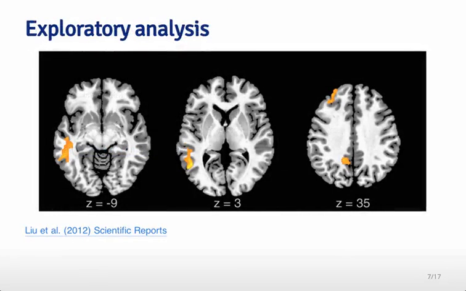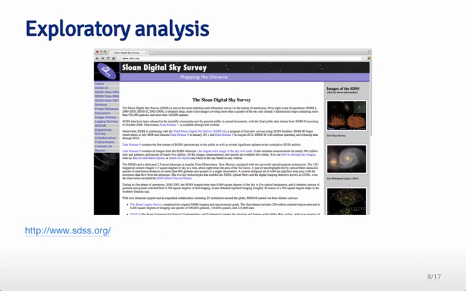Here's an example of an exploratory analysis where they were looking at brain images and trying to identify regions of the brain that lit up in response to a particular stimulus. So they explored this data and they observed, here's a region that lights up in response to that stimulus, and here's another region that lights up in response to the stimulus. They haven't necessarily confirmed what that means, but they've just discovered a new connection that they hadn't seen before they had this data. Another example that's actually hosted here at Johns Hopkins is the Sloan Digital Sky Survey.